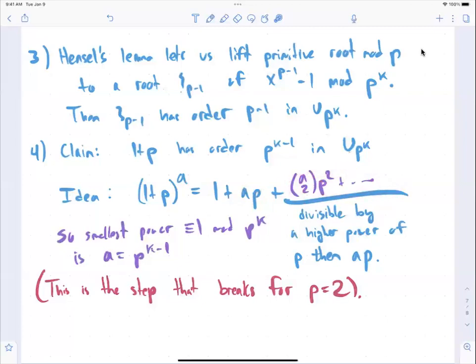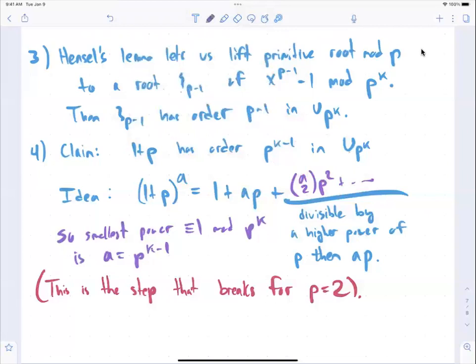Okay. So this part actually is the step that breaks when p equals 2, when p is not an odd prime. The claim I made, that this part is always divisible by a higher power of p, isn't actually true in that case. Good. So that finishes it. We have our element of order p minus 1, and we have our element of order p to the k minus 1.